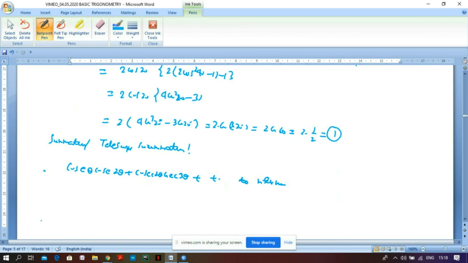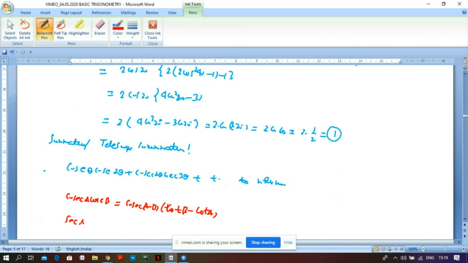So the result that I will use is these. I will write the result in maybe red. Some results I'm using: if you have got something like cosec A cosec B, then I will write this as cosec (A minus B) times (cot B minus cot A).